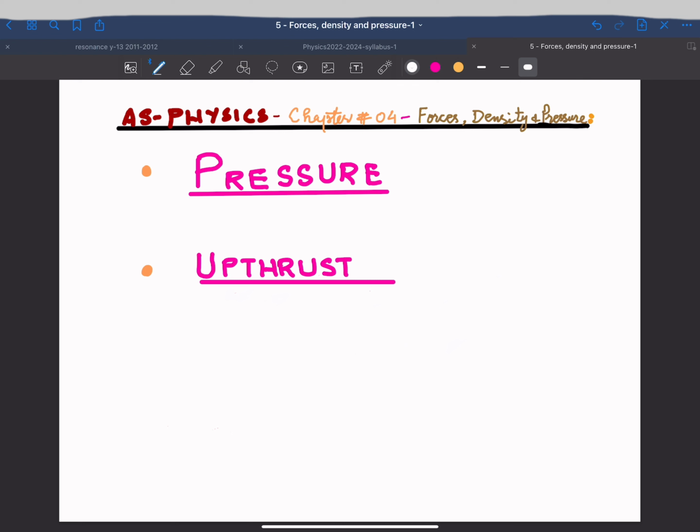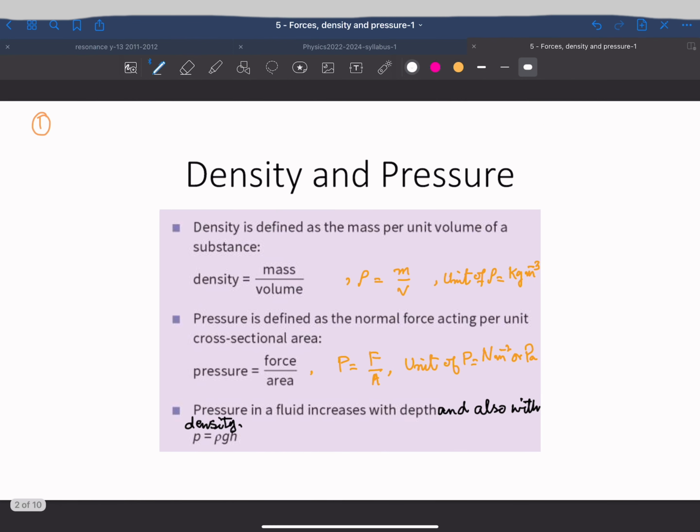As far as these two topics are concerned, of course, these are very easy topics. You have been studying pressure, I think, since grade 8. So this is not a big deal, but of course, we have to discuss upthrust in detail. Here, as far as the definitions of these terms are concerned, the first term is density. As you have been studying, density is very simple.